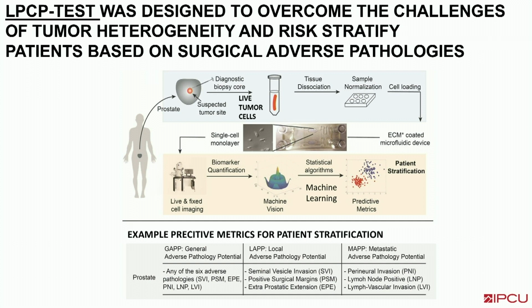Then we're able, you'll see in a moment, to grow out single cell monolayers, and then using live and fixed cell imaging, we can quantify these biomarkers using machine learning and machine vision algorithms, do statistical algorithms, and then develop what we call predictive matrices. An example of these predictive matrices are this general adverse pathology potential, local adverse, and metastatic adverse pathology potential. And I'll talk about those in detail, but they're essentially the things that pathologists look for. Is there seminal vesicle invasion, extraprostatic extension, and so on and so forth.